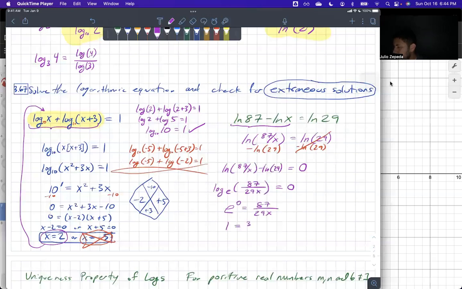So we would get 3 over x. And if we multiply both sides by x, we get x equals 3. Now we can check to see if this is an extraneous solution. The quickest way to check is just to make sure that this proposed solution does not make any of the arguments less than or equal to 0. So if you plugged in 3 into this argument here, the argument would just be 3, which is fine because it's not negative. So x equals 3 is our solution.